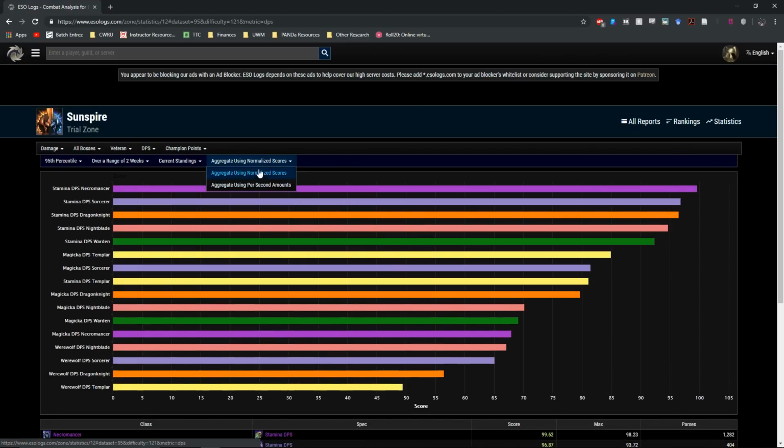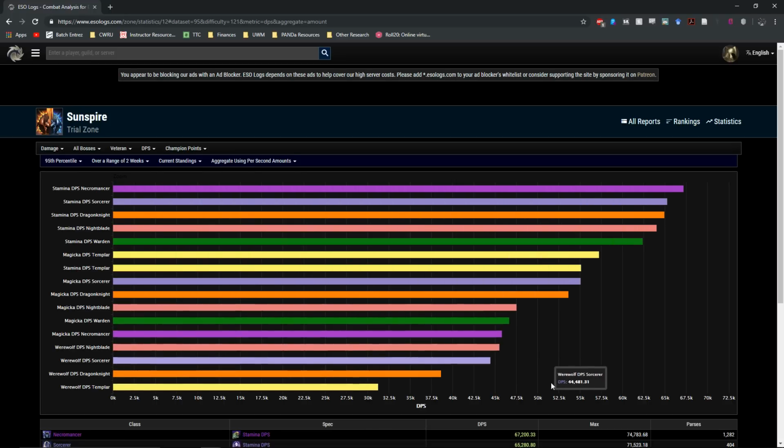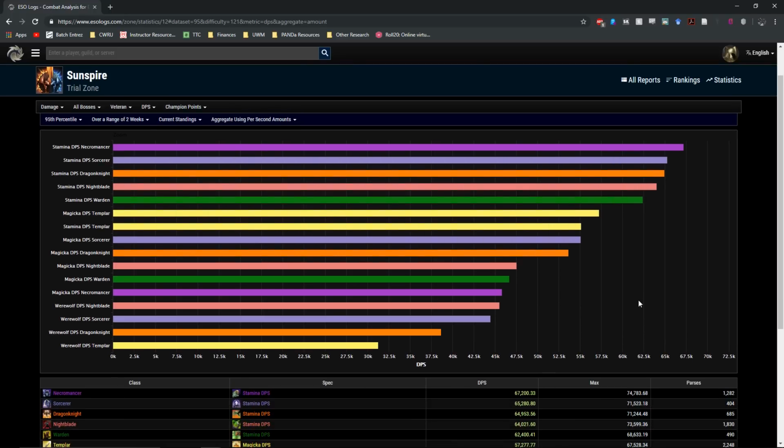If you want to look at DPS, we need to aggregate using per second amounts, and this would be giving us the actual average DPS. So now we actually have damage per second. This is the chart that you would want to look at if you want to take a look at DPS. Now, a lot of people have realized this and swapped over to this chart, which is really good.